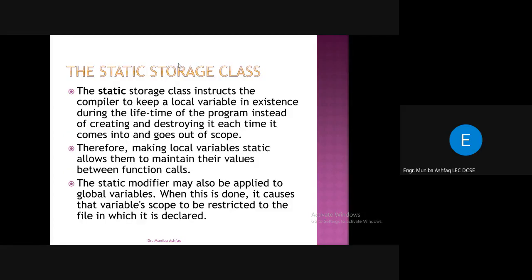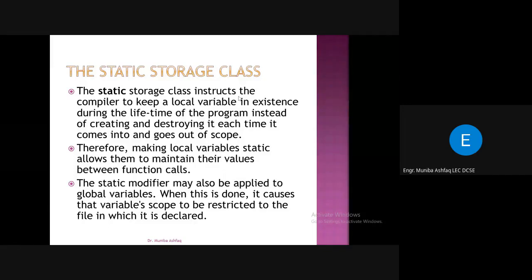Static storage class, it's important. This instructs the compiler to keep a local variable in existence during the lifetime of a program instead of creating and destroying it each time it comes into and goes out of the scope. So what happens with local variables? Let's suppose we have a function, we call a function, variables are created, and their scope is within that function, and when this function ends, returns, those variables are destroyed.